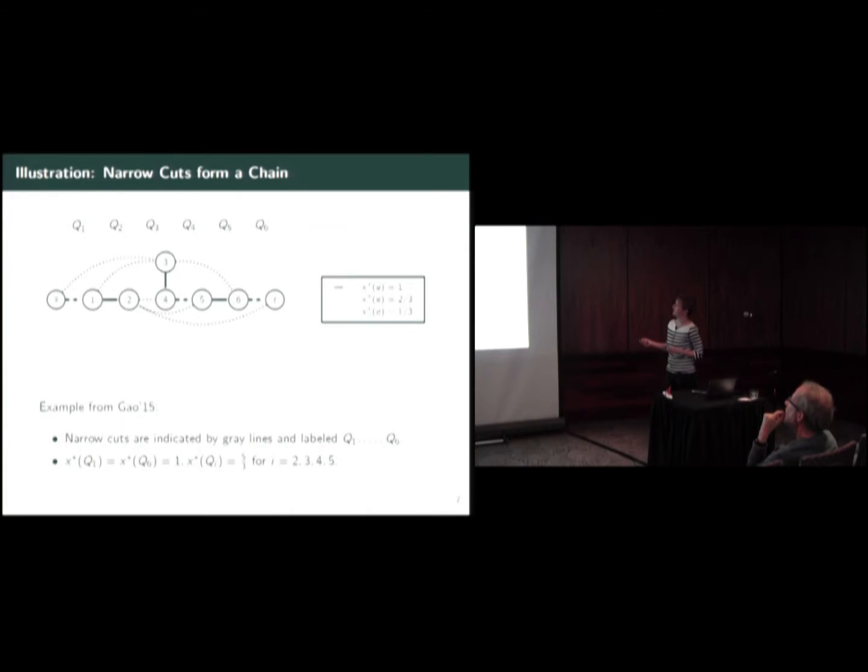So here's an illustration of that. We've got a small example here with an LP optimal solution indicated. This is an example from a paper by Gao. So we've got edges with x value 1, 2/3, and 1/3. And so the narrow cuts form this nested chain. They're indicated by the gray edges. And so we've got a cut here which has a total value of 1, and another cut here with a total value of 1, and these other cuts have a total value of 5/3.